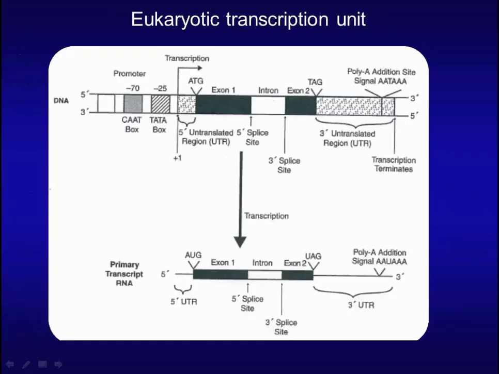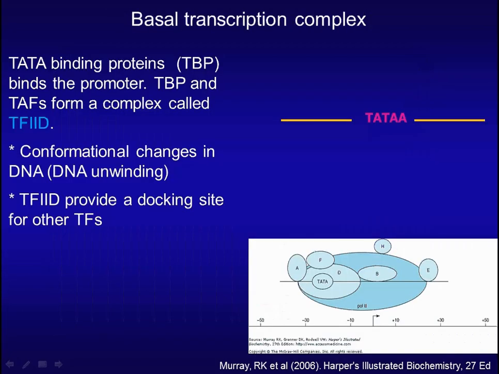This picture shows you RNA being transcribed from a gene on the DNA. Transcription results in a primary transcript that contains both exons and introns. Introns will be cut out later. This slide shows you assembly of the basal transcription complex around a promoter.